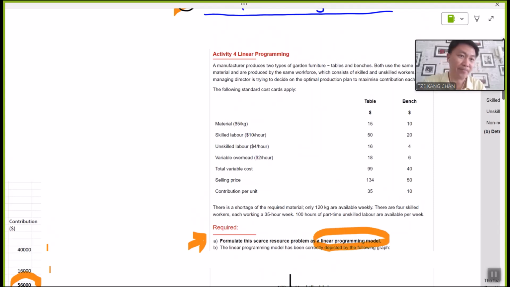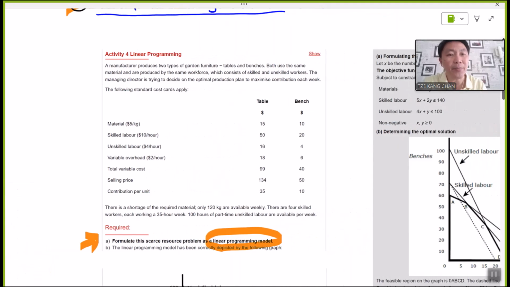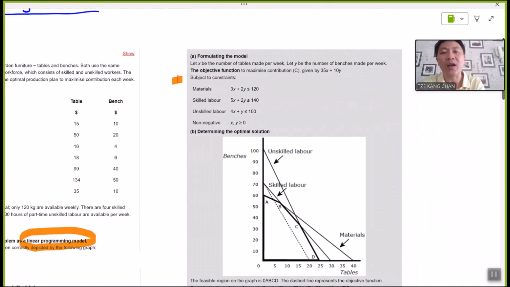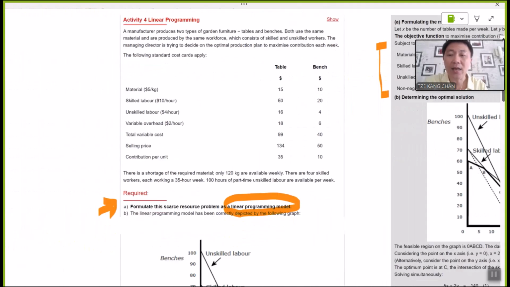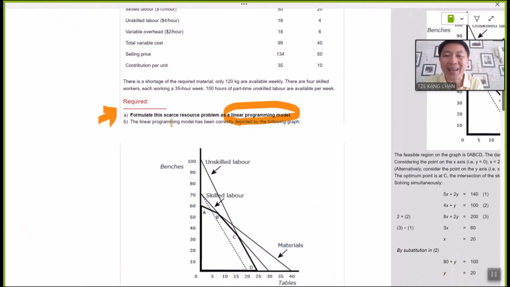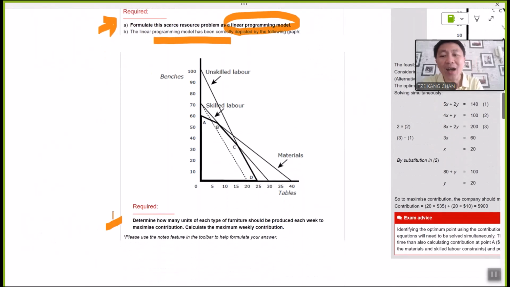Well, firstly, you are asked to formulate the scarce resource issues experienced by this company under a linear programming model. So with this information above, you would be able to come up with the formulations of the constraints. With these constraints formulated, part B would have provided the following diagram that depicts all the constraints correctly, and then you are asked to determine the optimal production plans for the furniture, and finally, to determine the resulting maximum contribution.